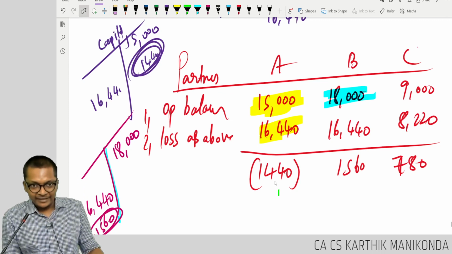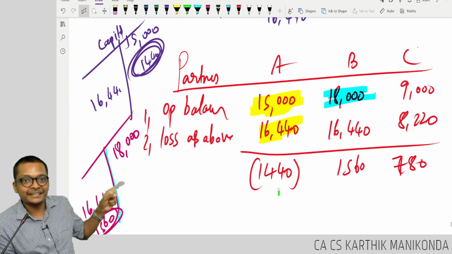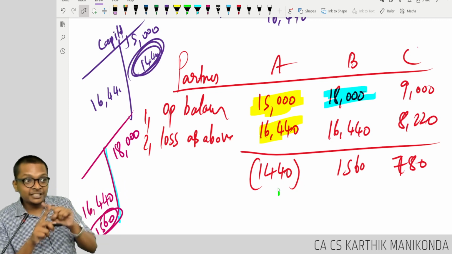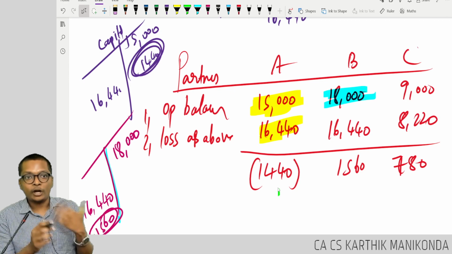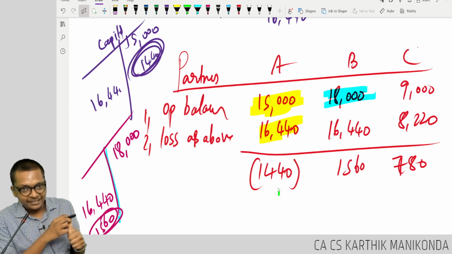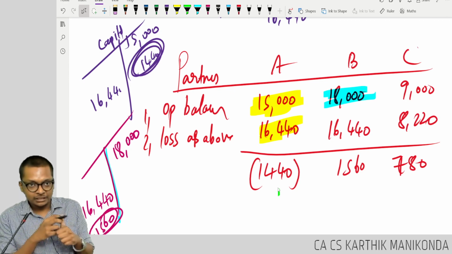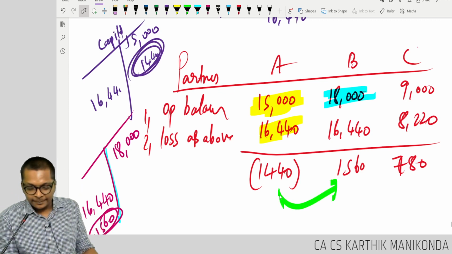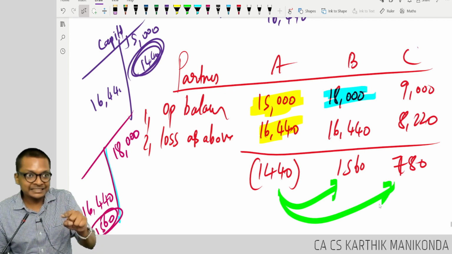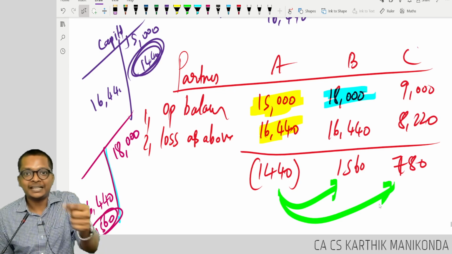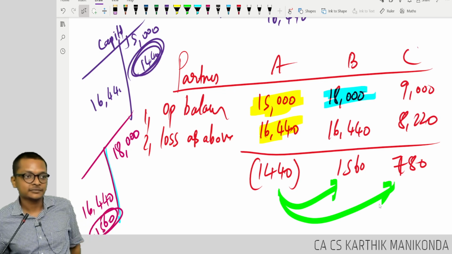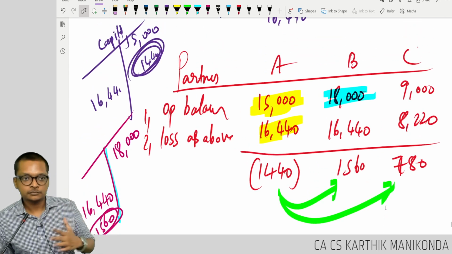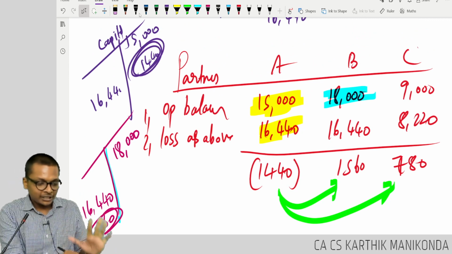Now this loss of A, because A is not giving the money, will be shared by whom? In partnership, partners share profits and losses jointly and severally. So if one partner is in loss, it will be shared by the other partners. So this loss I will share between the other partners. Because A is not giving 1,440, I will share his loss with other partners. Correct? In what ratio? Usually 2:1. You are right, 2:1.